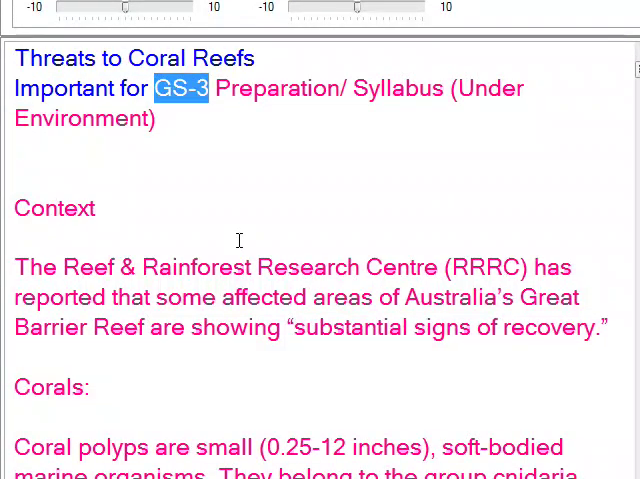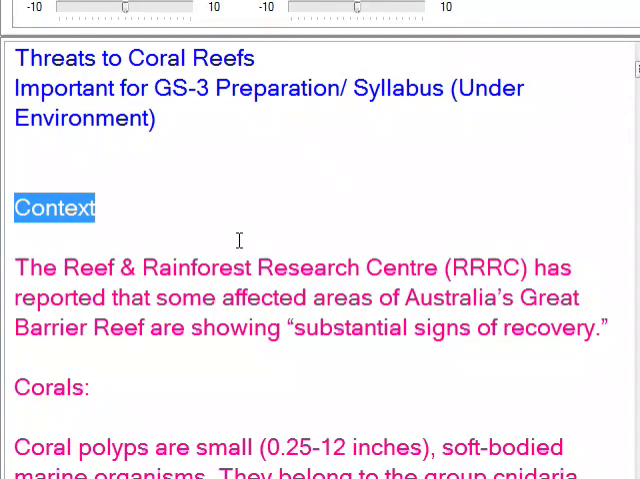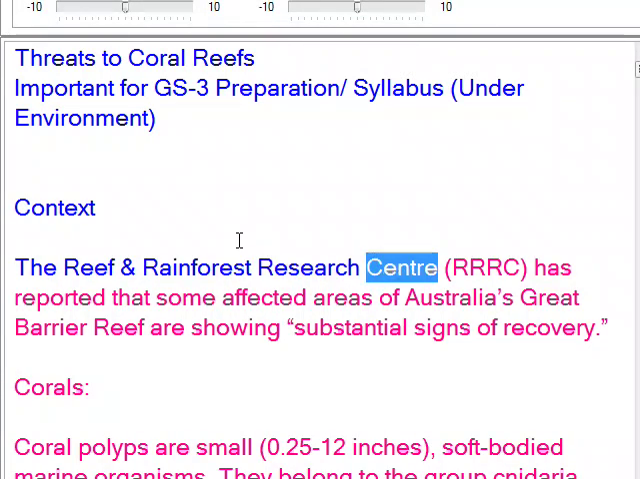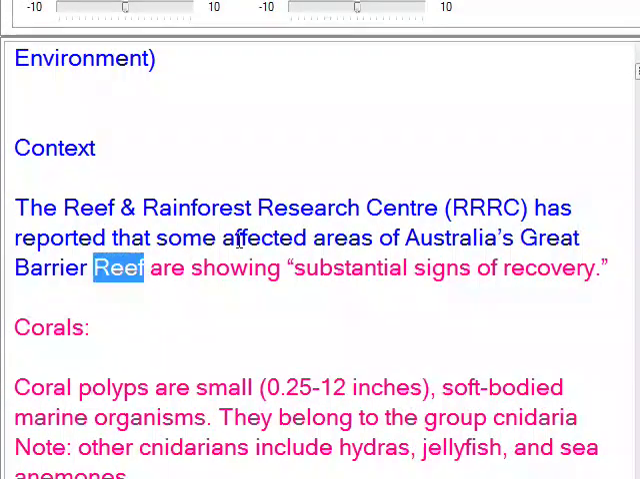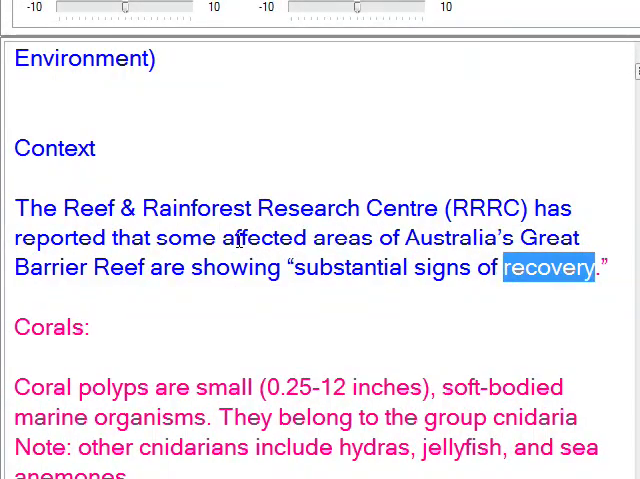Coral Reefs: important for GS-3 preparation/syllabus under Environment. Context: The Reef and Rainforest Research Centre (RRC) has reported that some affected areas of Australia's Great Barrier Reef are showing substantial signs of recovery.